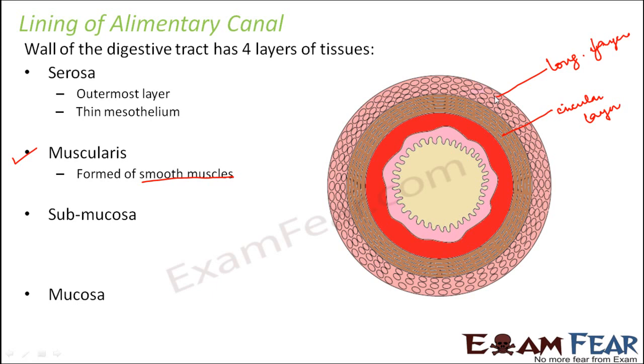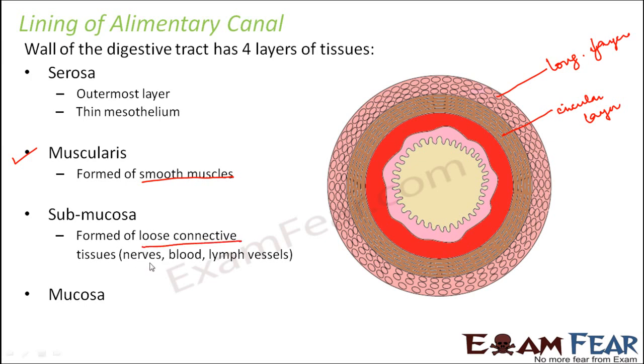So these are the muscular layer, that is smooth muscles, and there are several layers of these smooth muscle tissue. So these muscles contract and move the intestine, and this movement of the intestine also helps to move the food down the intestine. The third layer is submucosa, which is formed of loose connective tissues like blood, lymph vessels or nerves. So this is submucosa.